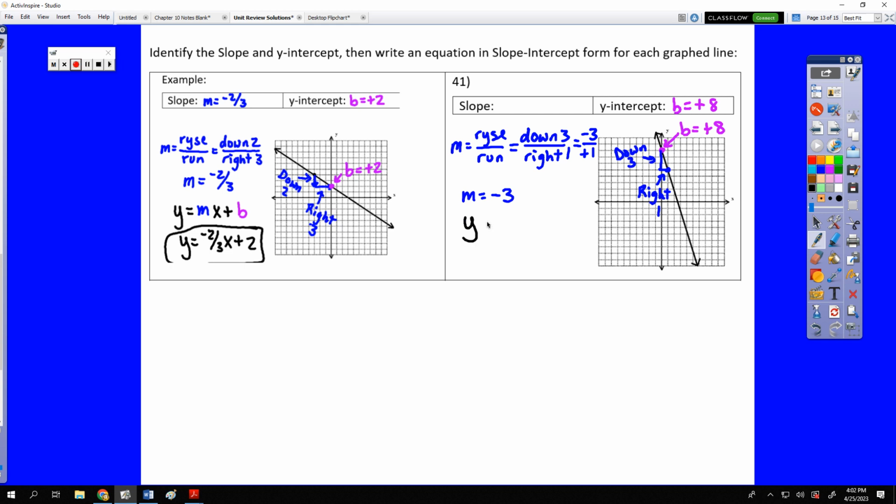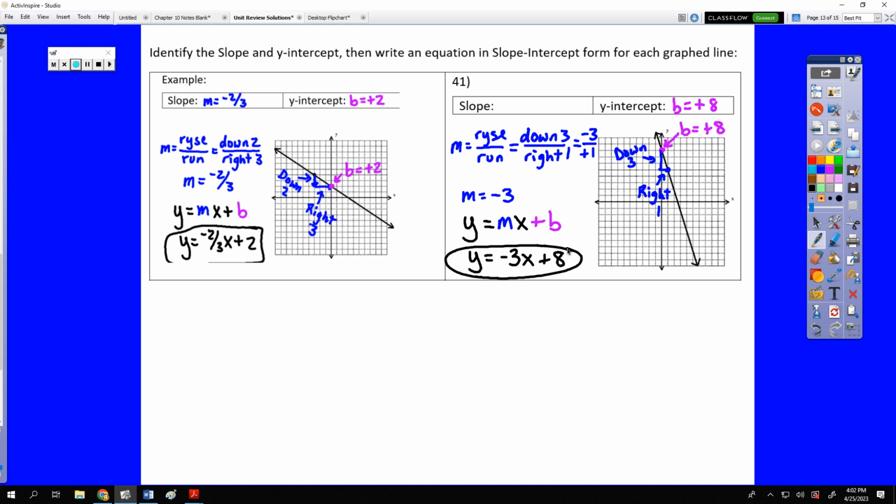Then we take that and plug it into y equals mx plus b. That gives us the equation y equals negative 3x plus 8 for our first example. Negative 3 is the slope, 8 is the y-intercept. So y equals negative 3x plus 8. Okay, we're going on to the next example.